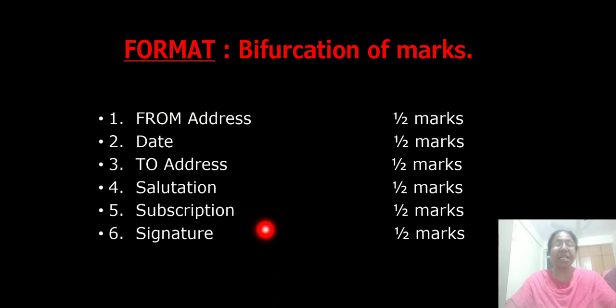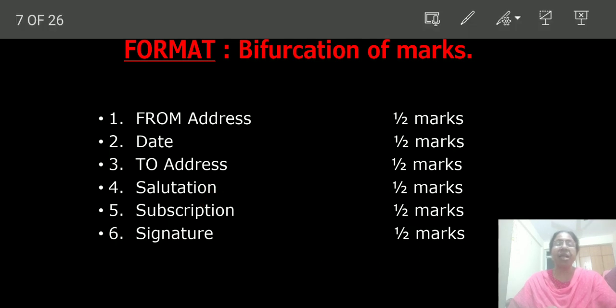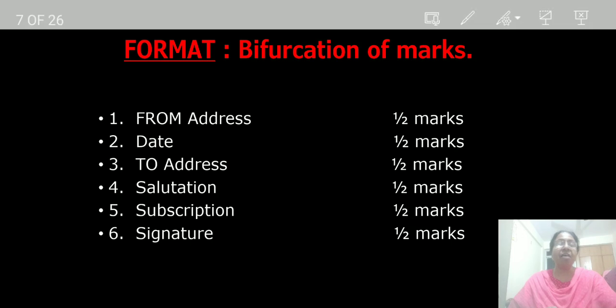The format has clear-cut bifurcation of marks. So when you're writing a formal letter, what are the points you need to know? What are the guidelines that you need to keep in mind? We will deal with each of these one by one. So from address carries half mark, date carries another half mark, to address has got half mark, then salutation has got half mark, subscription has got half mark again, and signature has got half mark.